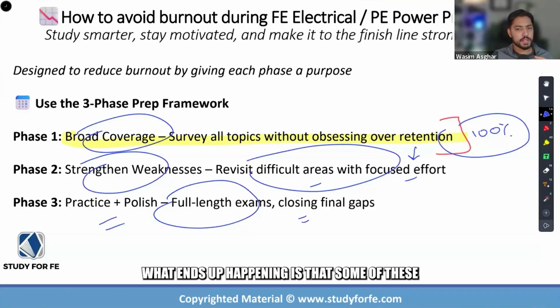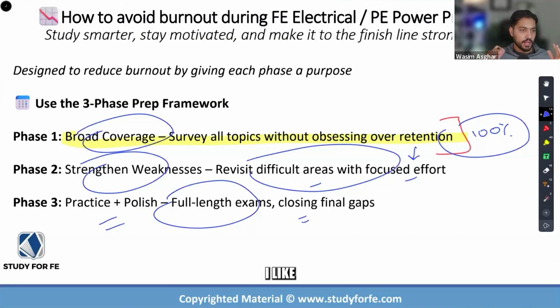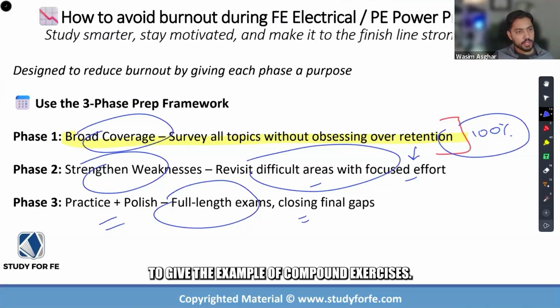What ends up happening is that some of these problematic topics, when you revise them, it might be an isolated topic like this, but by reviewing that topic, you're able to review the tangential, associated, auxiliary topics, right? I like to give the example of compound exercises.